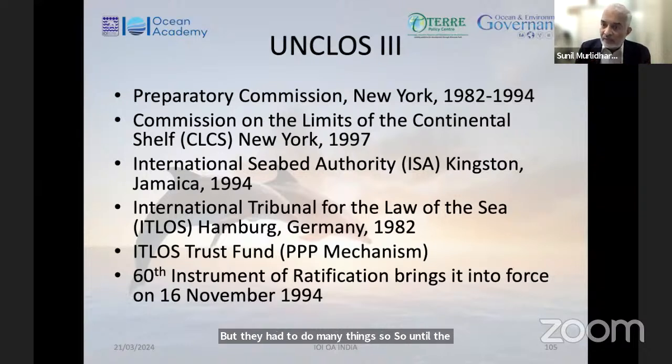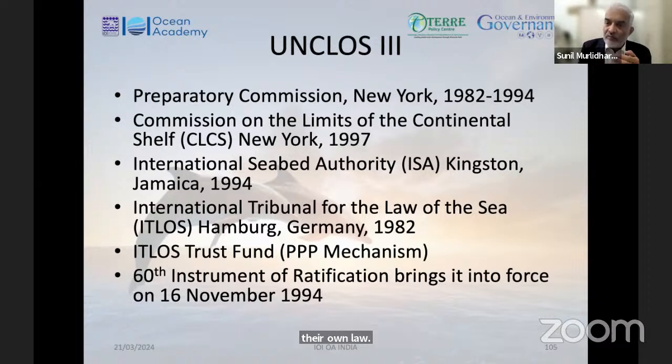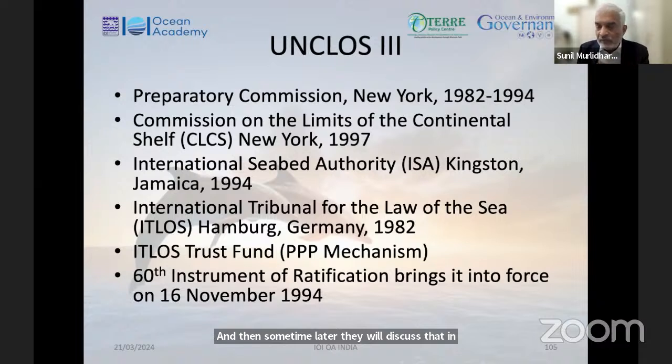the treaty was ratified. Now, the idea of ratification is that the individual countries have to make it part of their own law. So, for example, India will sign the convention, which they did in 1982. And then sometime later, they will discuss that in their parliament, in the lower house, the upper house, back in the lower house, back in the upper house, whatever, through iterations. And then they will say, okay, this treaty has been accepted as law in India. Then that will get the presidential assent. A similar process exists in Britain and in many, many other countries. So that is called ratification.